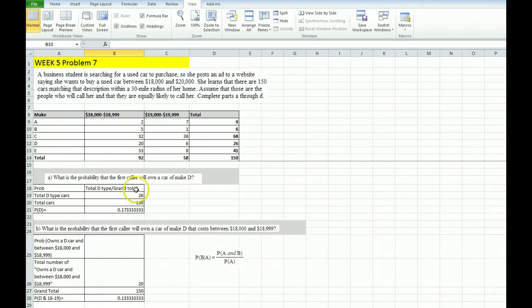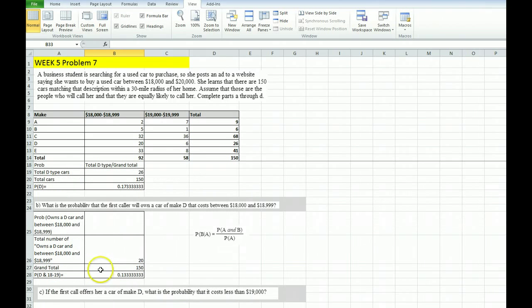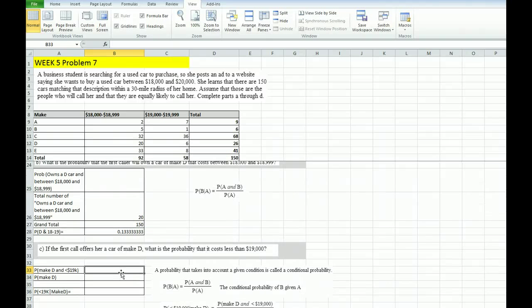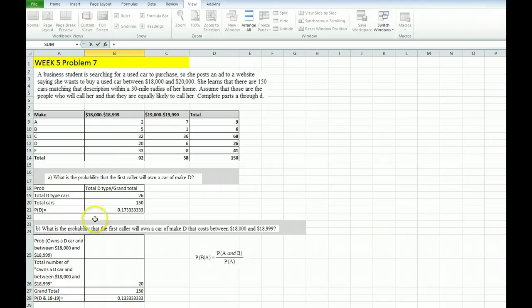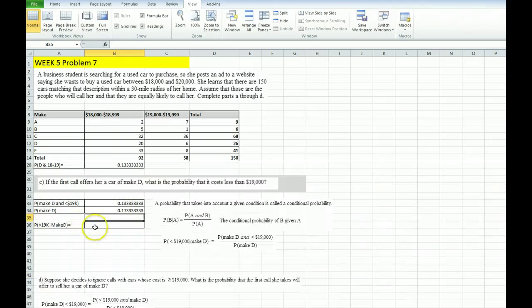That's going to be equal to this here, which is what we found, that it owns a car. That's what we found in that part, so we can just go ahead and substitute that probability, and the probability that it's a make D is what we found in the first part. So we have those two values.